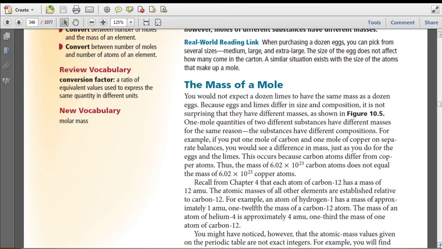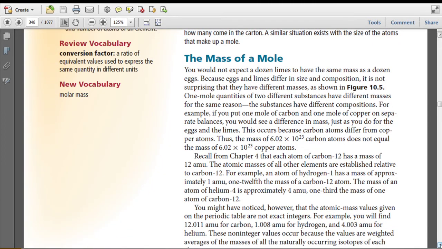For example, if you were to put 1 mole of carbon and 1 mole of copper on separate balances, you would see a difference in mass, just as you would see with the eggs and the limes. This occurs because carbon atoms differ from copper atoms. Thus, the mass of 6.02 times 10 to the 23rd carbon atoms does not equal the mass of 6.02 times 10 to the 23rd copper atoms.